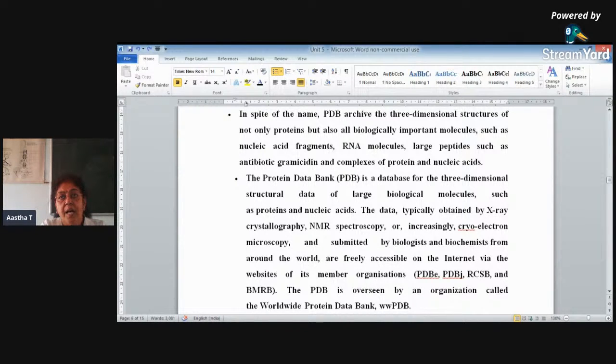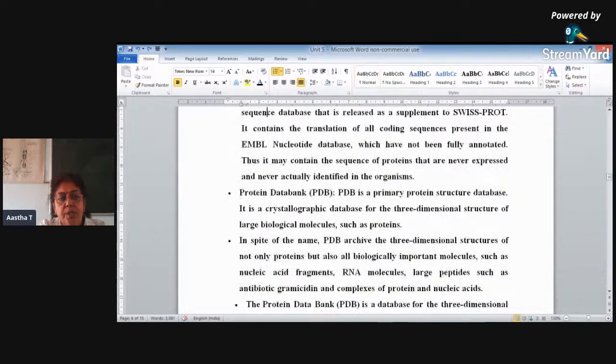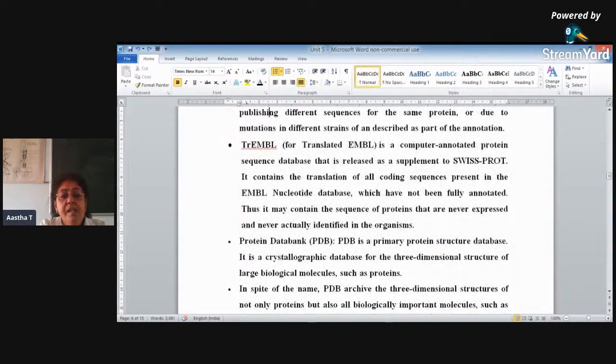So if it is a 3D structure of large biological molecules, it is stored in PDB. Basically with respect to your studies you have to remember what is PDB or what is SwissProt. So SwissProt you remember core data and annotated data. What is the supplement of SwissProt? TrEMBL is the supplement of SwissProt. What is it associated with? Okay, TrEMBL is associated with those sequence of proteins which have not been expressed or not identified in microorganisms.